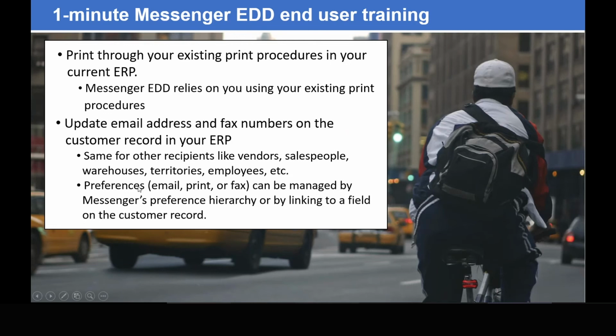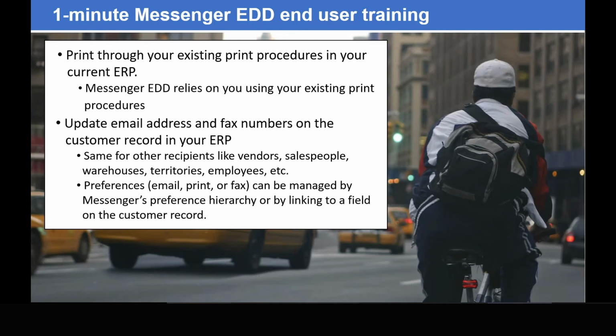Now, the last bullet here is the preference. That's the method of distribution. So that's typically either print, email, or fax. And Messenger has a hierarchy that handles the preference. So if you set the hierarchy to email, print, it looks for the email address on the customer record. If it finds it, it emails it out.